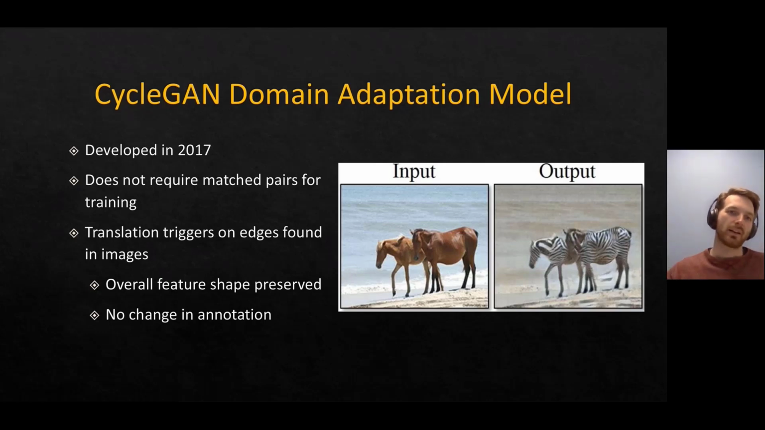So another big benefit of it is that the translation occurs on edges that are found within the image. And what that provides is a preservation of the overall feature shapes that are involved in your image. And from there, we can say that there's not really a change in the annotation that's required to represent those different objects that are found within the scene.